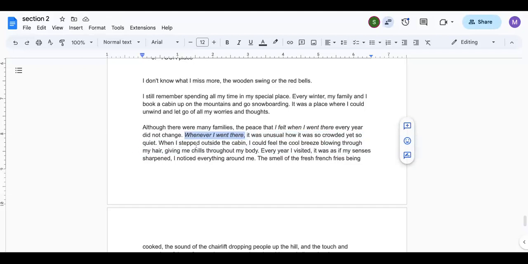Now, when I stepped out, you're saying the whole thing is going present tense, but then you were like, when I stepped in. So when is present, stepped is past. You have to say when I step outside the cabin, or every time I step, then you can make me stay in the past. If you want to stay in the past tense, you stay in the past tense only. Now you can say every time I stepped outside the cabin, I could feel the cool breeze blowing through my hair, giving me chills throughout my body. Every year I visited, it was as if my senses sharpened.